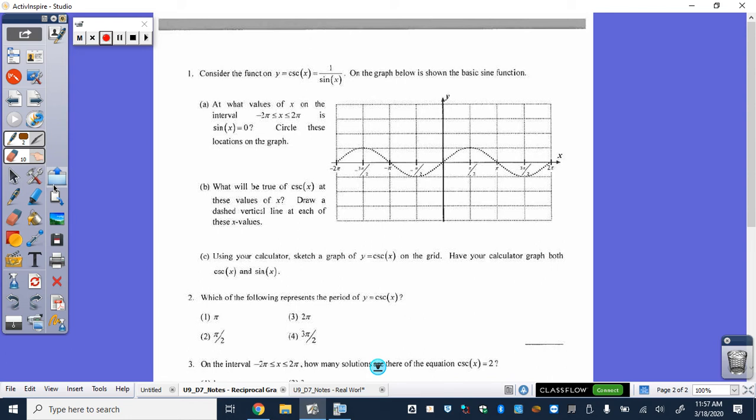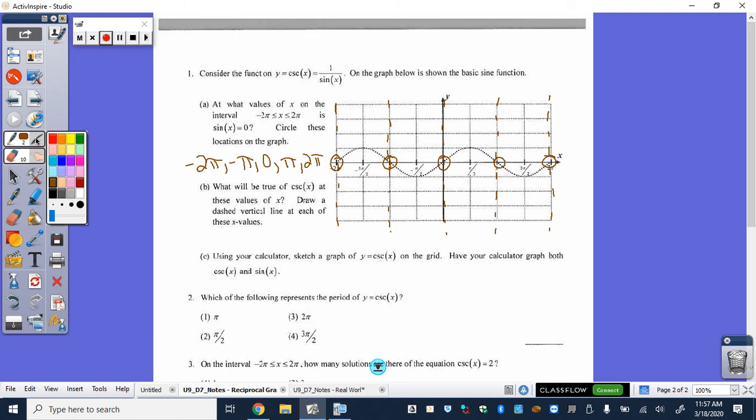Next one here, trying to draw the graph of cosecant. It's very similar to the graph of your secant. There's going to be asymptotes. Wherever sine is a 0, we are going to have an asymptote. So that's going to be at -2 pi, -pi, 0, pi, and 2 pi. So asymptote, asymptote, asymptote, asymptote, and asymptote. So those are where our asymptotes are going to end up being.